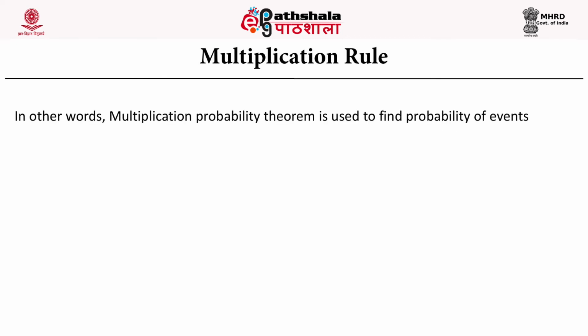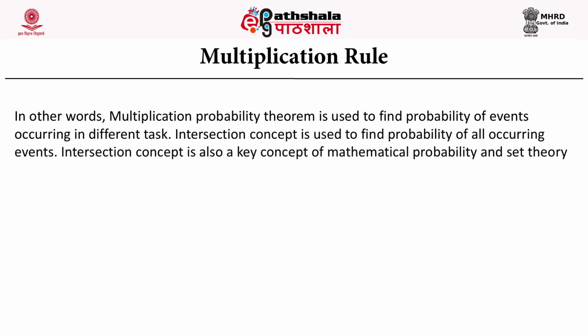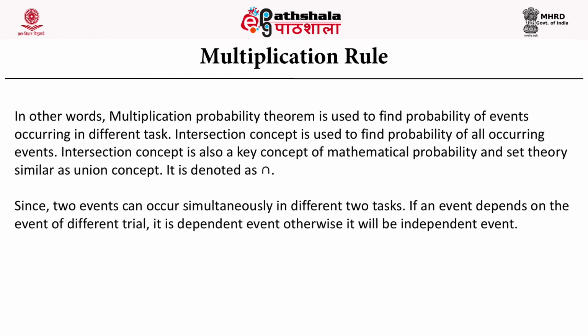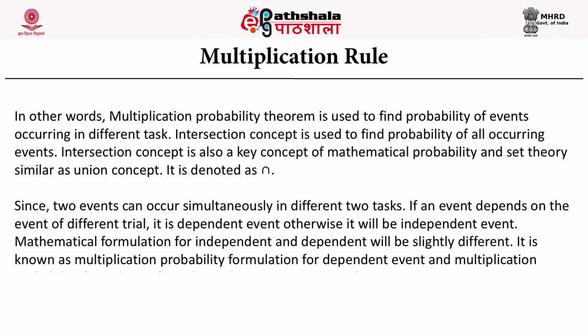In other words, the multiplication probability theorem is used to find the probability of events occurring in more than one task. The intersection concept is used to find the probability of all occurring events. Intersection is also a key concept of mathematical probability and set theory. Similar to the union concept, it has its own notation. Since two events can occur in two different tasks, if an event depends on the event of a different trial, it is a dependent event, otherwise it is an independent event.